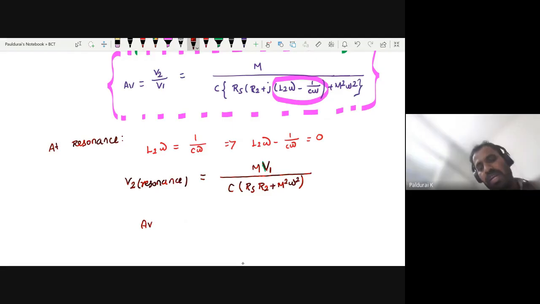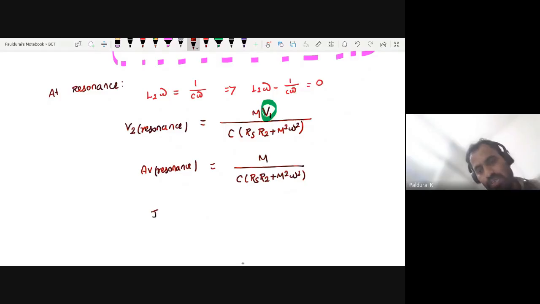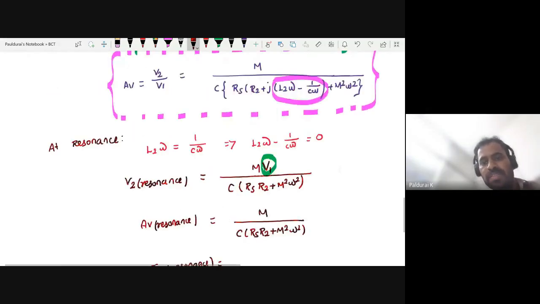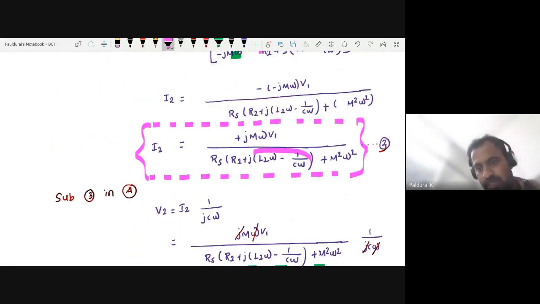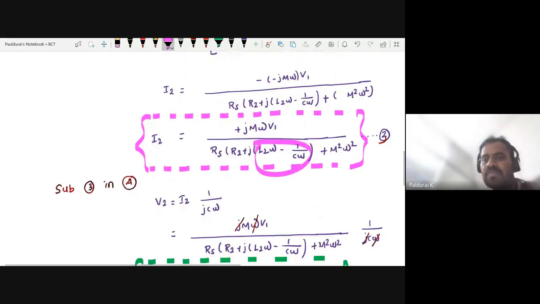Now gain at resonance. The gain that you know is V2 divided by V1. So bring this V1 to the left hand side, that will give you the gain. Gain at resonance is m divided by C into Rs plus R2 plus m squared ω squared. And one more thing, what is I2 at resonance? You know the formula for I2. Now at resonance, this becomes 0. So what else remains? jmωV1.